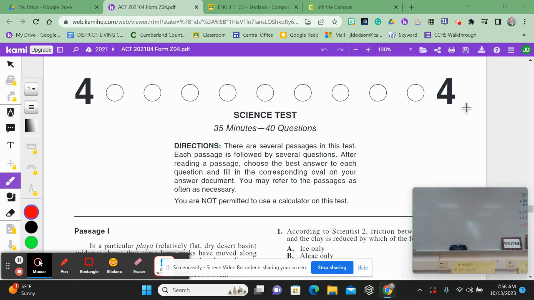Suppose that air temperature in the playa varies between 4 degrees Celsius and 47 degrees Celsius. Would this information support the explanation of scientist 2? Yes or no? Yes. The ice freezes at 0 degrees Celsius. Ice cannot form at that temperature. So yeah, on that one.